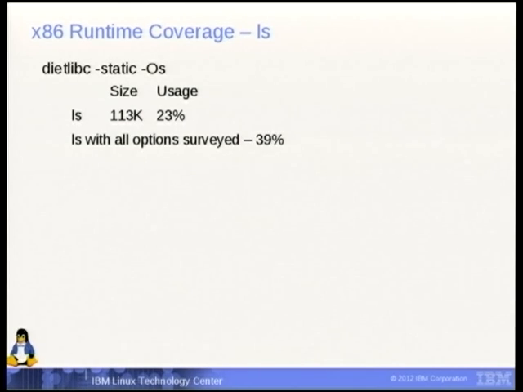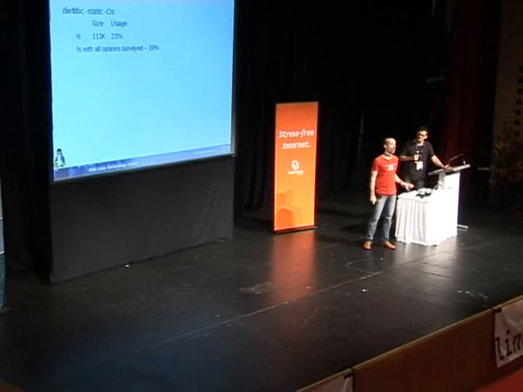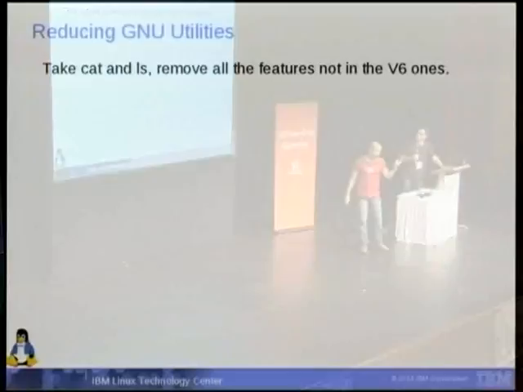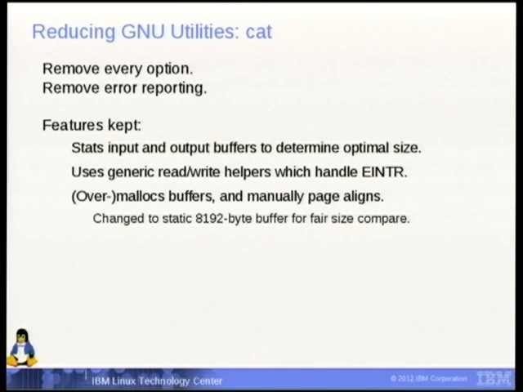So I wasn't going to actually backport GNU LS. But what I can do is cut out all the options that we didn't have. I didn't do grep, no time, but cat and ls, and rip out all the features from the GNU LS that weren't in the v6 versions. For cat, it's easy. You remove every option and you remove all the error reporting. Done.